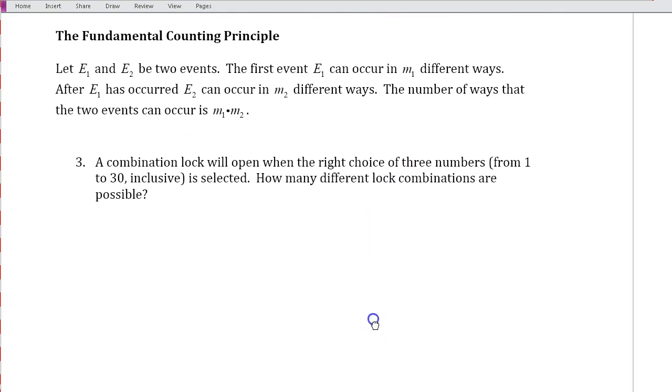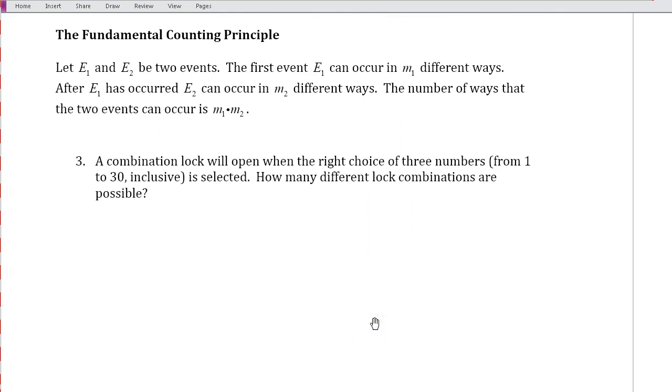So moving on to the fundamental counting principle, we're going to let E sub 1 and E sub 2 be two events. For example, they could be flipping two coins. So event 1 could be flipping one coin, event 2 could be flipping a second coin. The first event, E1, can occur in M sub 1 different ways. After E sub 1 has occurred, E sub 2 can occur in M sub 2 different ways.